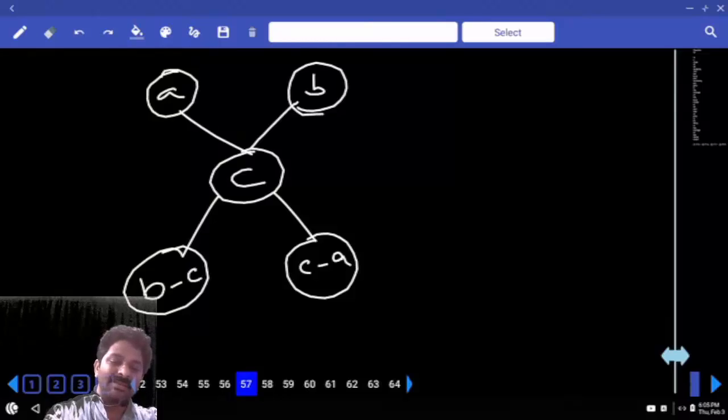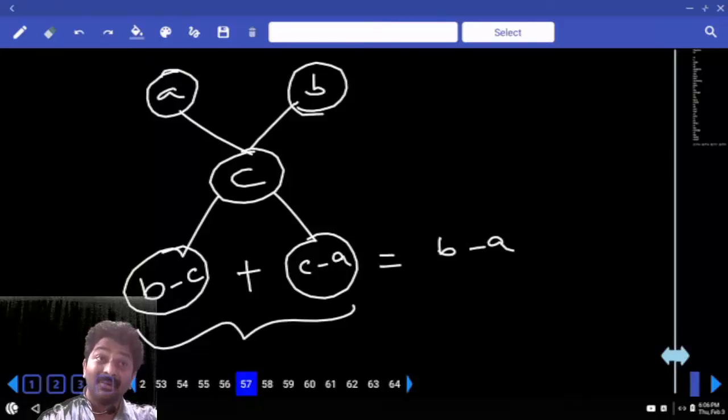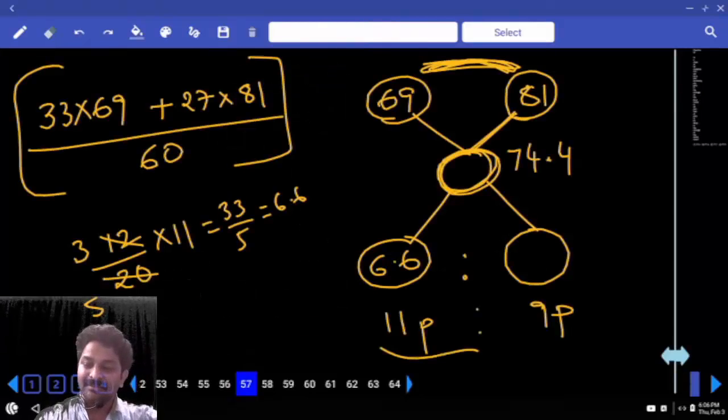Correct? If you add these two, plus c and minus c get cancelled. How much are you getting? B minus A. What did you do here? Plus, that means sum, right? The sum of these two numbers is equal to the difference between these two only. That's what we did here. The sum of these two, 20 parts, is equal to the difference between these two. Okay? Right.